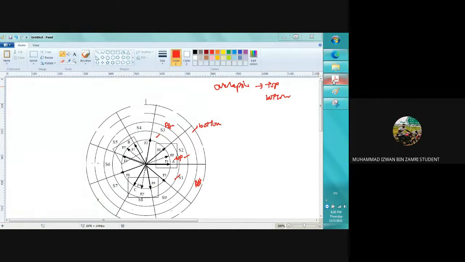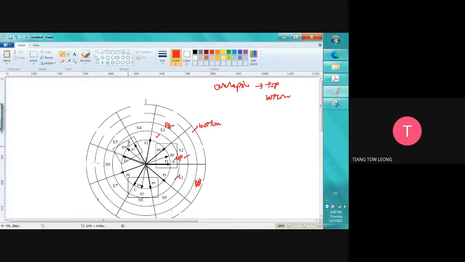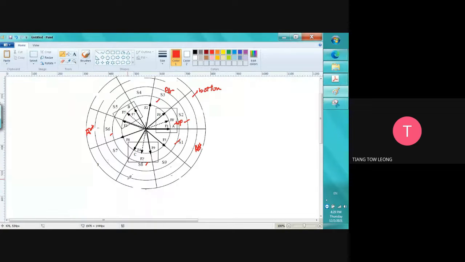Understand, Doctor? Okay. So now it's A2 plus, A2 minus, 6 to 8. So 6 to 8. A2 plus, kosongkan, A2 plus, then A2 minus. Top, bottom, and then top.